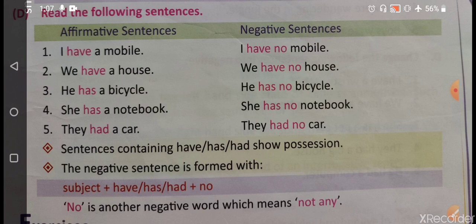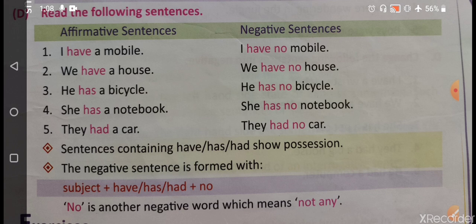So what is the meaning of possession? When something is ours. For example, a duster. If I am teaching you with a duster and a chalk, so that duster and the chalk is my possession. Both the things belong to me. Similarly, if you are writing something with a pencil, that pencil belongs to you. वो pencil किसकी है? आपकी. और duster और chalk किसका है? मेरा. So whenever a sentence has has, have or had, that shows possession.